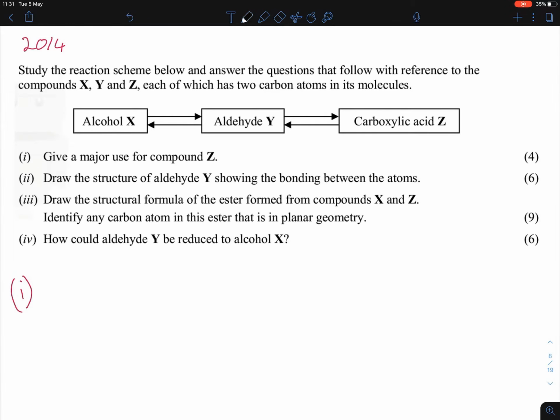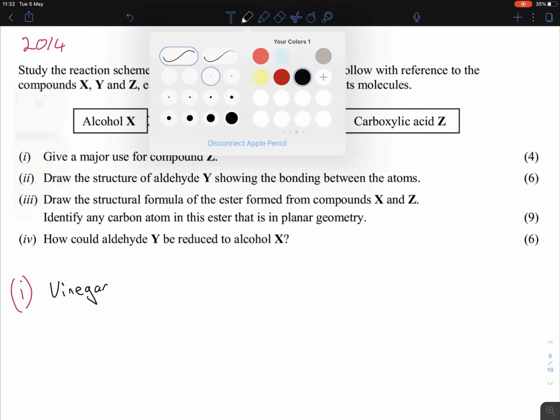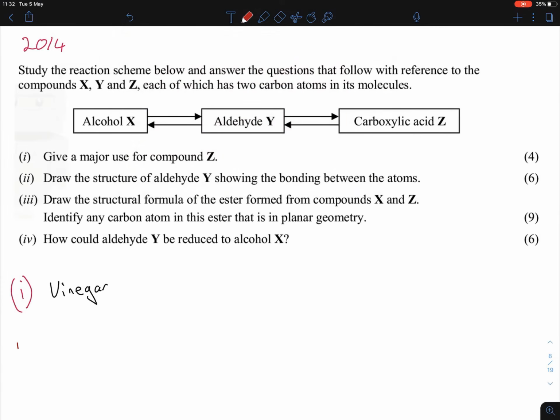So for ethanoic acid, it brings us back to vinegar. Always vinegar. Okay, so ethanoic acid is vinegar. Okay, and you could say food flavouring or a solvent or any of those. But that's the one I picked there.